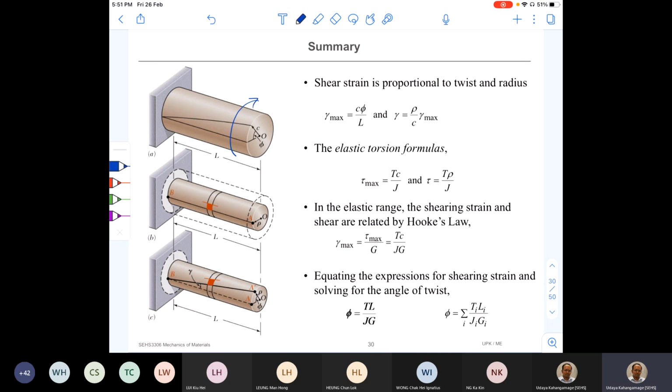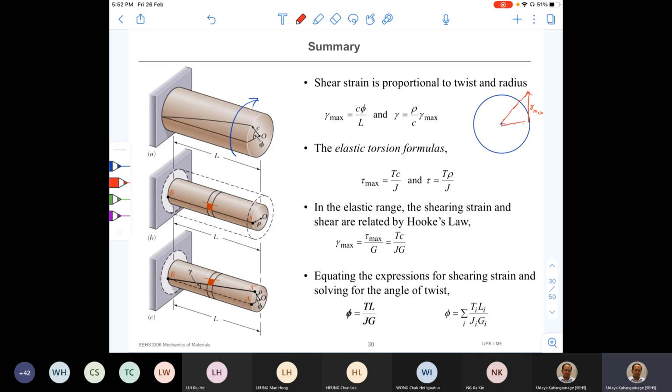it's going to create a strain in the cross section. That strain is linearly distributed. Maximum shear strain is in the outer surface of the member. So the strain distribution is linear, right? It varies from the maximum value at the outer surface, and at the center it is 0. So this is the gamma max. So this is the variation.